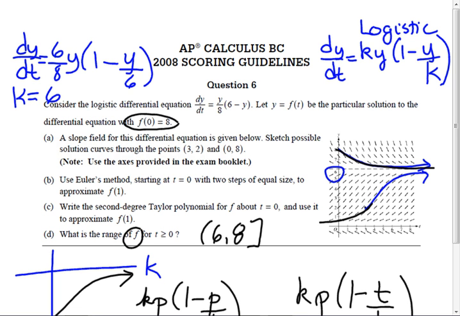Euler's method. Now, this is totally a BC question. I don't see anything with AB on there except A could be an AB question and D could be an AB question. But I think this was totally a BC. And it does have a Taylor polynomial in there. Oh, it's not that bad.